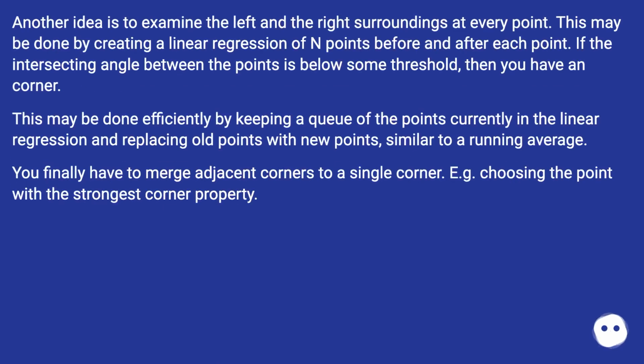Another idea is to examine the left and the right surroundings at every point. This may be done by creating a linear regression of endpoints before and after each point. If the intersecting angle between the points is below some threshold, then you have a corner. This may be done efficiently by keeping a queue of the points currently in the linear regression and replacing old points with new points, similar to a running average. You finally have to merge adjacent corners to a single corner, e.g. choosing the point with the strongest corner property.